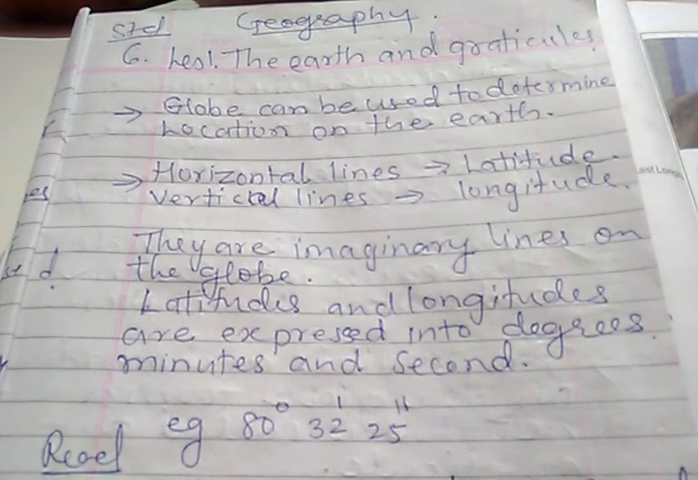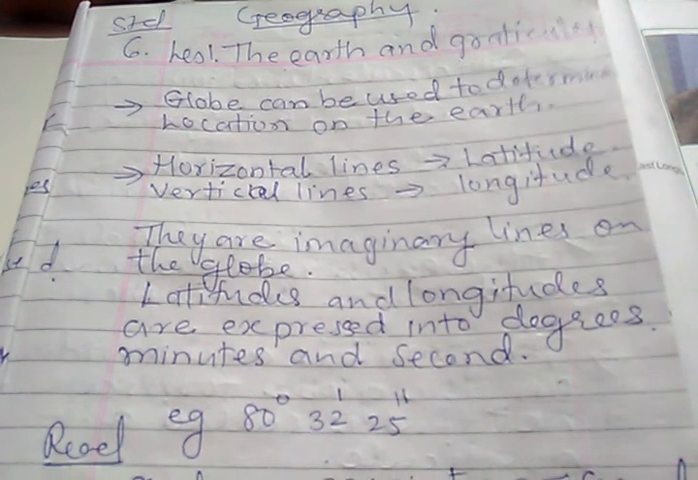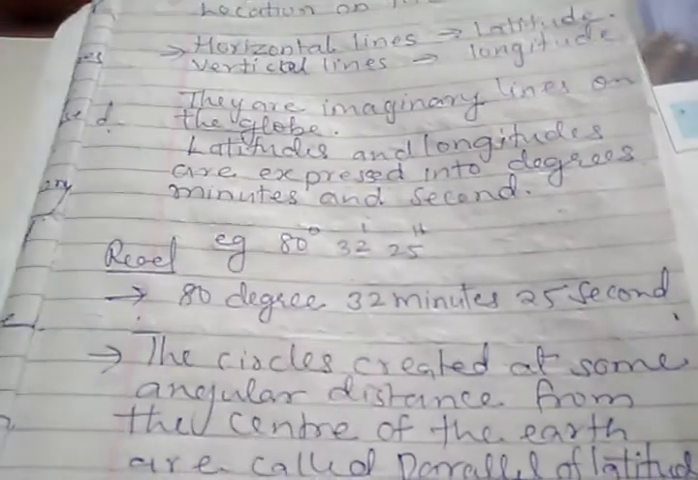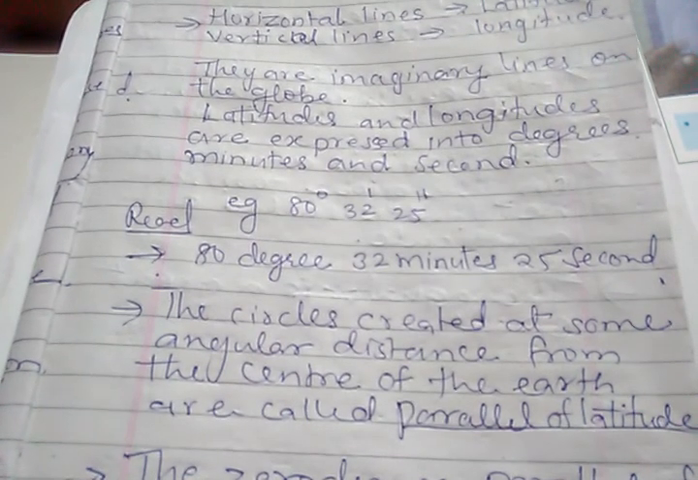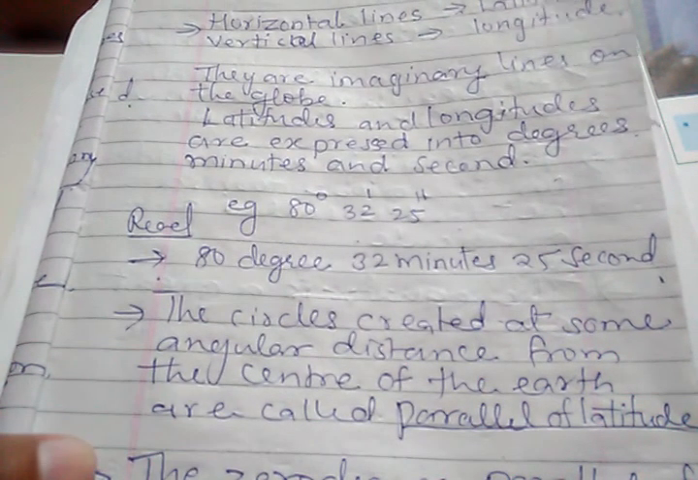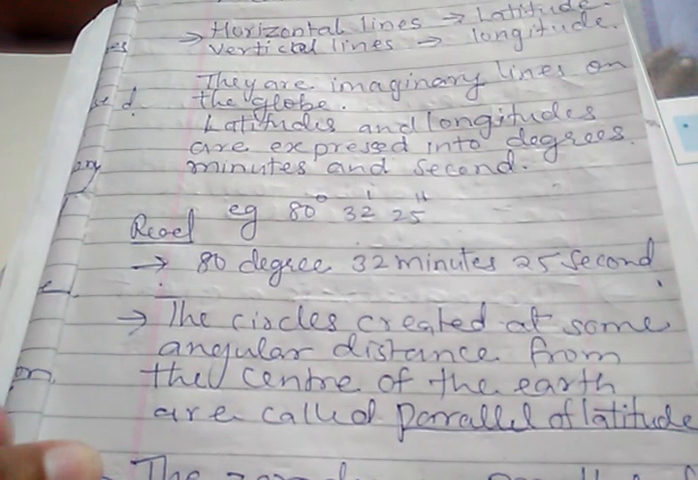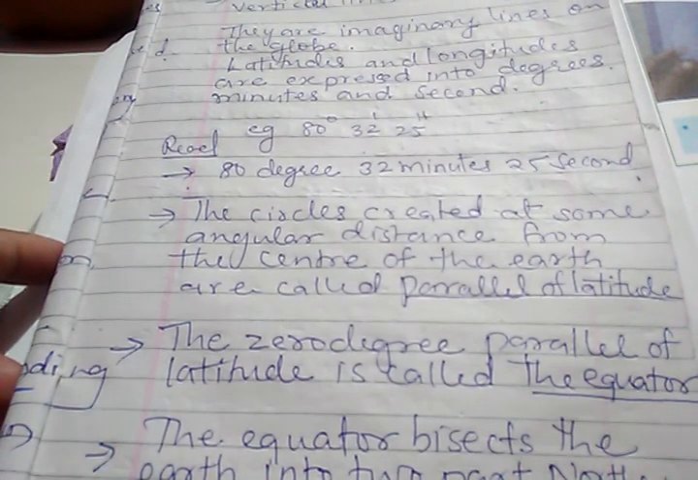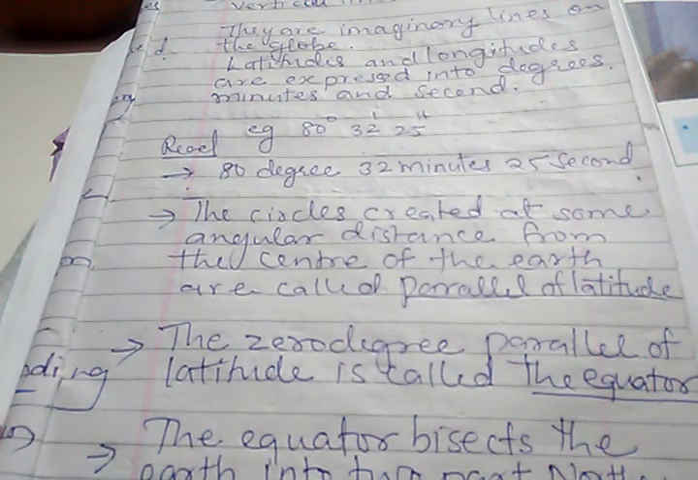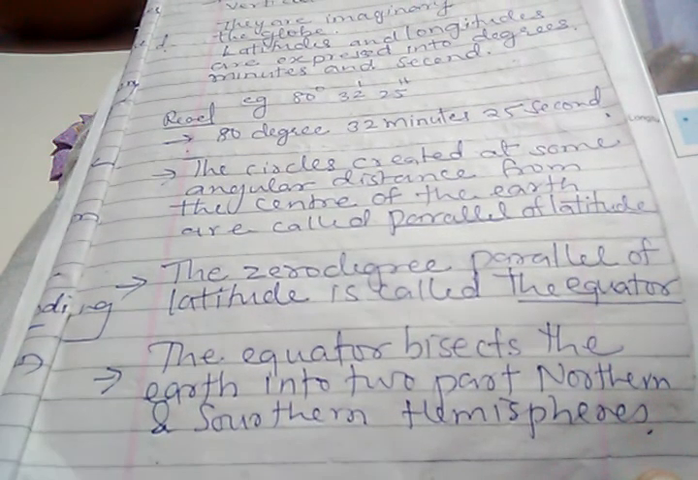For example, 80 degree, 32 minutes and 25 seconds. So these could be read in the following manner. Next, the circles created at some angular distance from the center of the earth are called parallels of latitude. 0 degree parallel of latitude is called the equator. Equator bisects the earth into two parts, northern hemisphere and southern hemisphere.